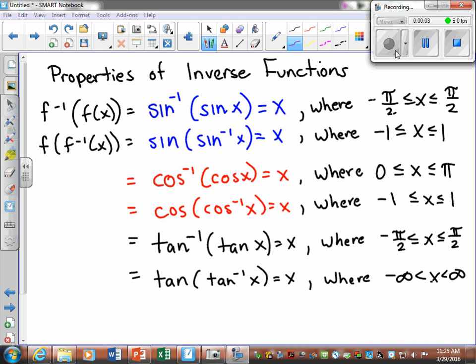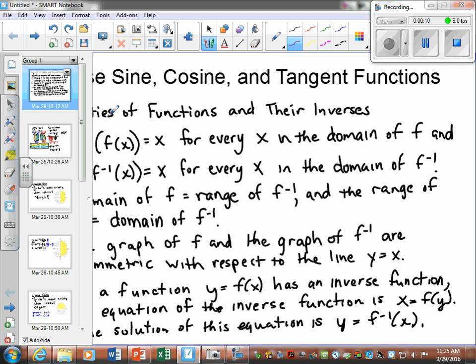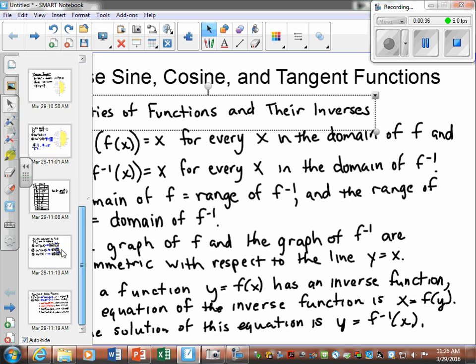Okay, the next thing we're going to do is properties of inverse functions. This is actually mirrored from our very first page of properties. This first portion: f inverse of f of x is equal to x for every x in the domain, and vice versa, f of f inverse of x is equal to x. So that is what we're looking at with trig functions defined here.